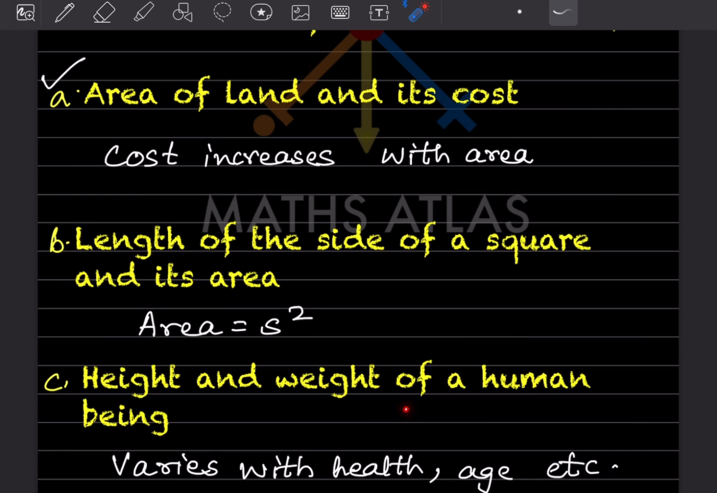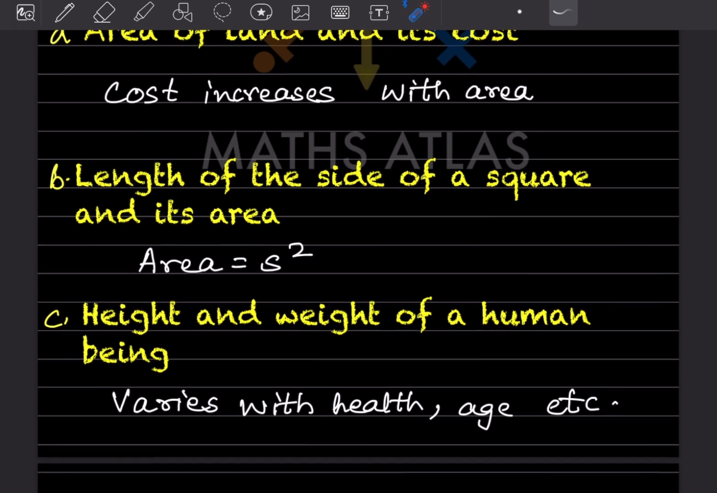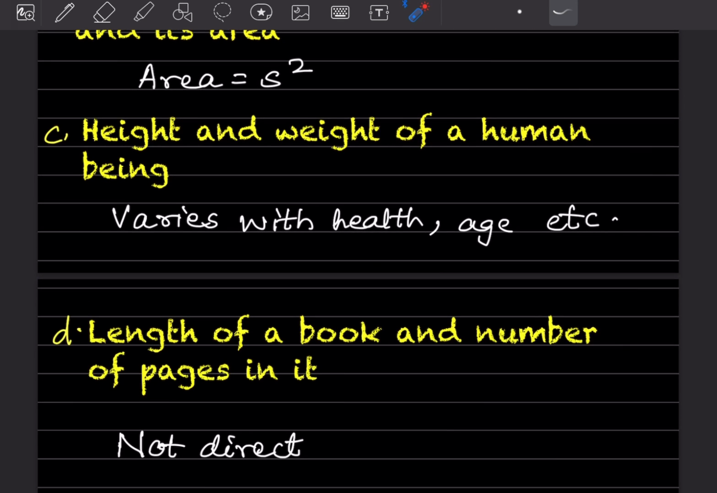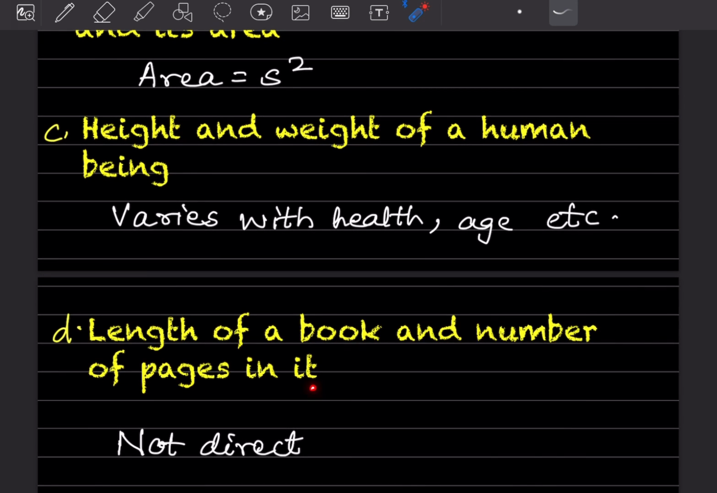Height and weight of a human being, it varies actually with health, age, etc. So this is not direct. Length of a book and the number of pages in it. The length of a book can be whatever it is, and the number of pages is not going to increase with it. So this is not going to be a direct one.